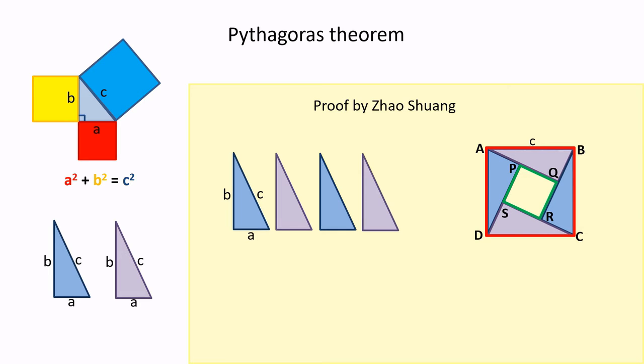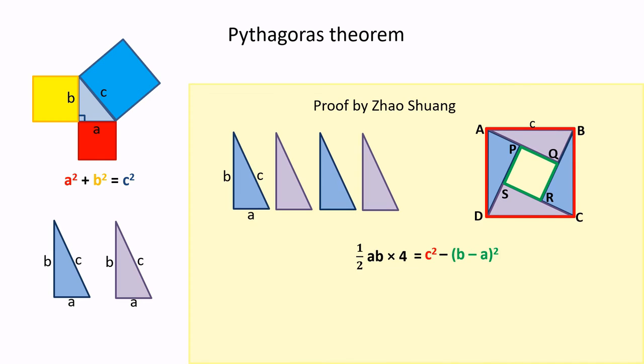As shown in the figure, the total area of these four triangles equals C squared minus brackets B minus A squared. On the other hand, the total area of these four triangles can be calculated as a half AB multiplied by 4. So C squared minus brackets B minus A squared equals a half AB multiplied by 4. That gives rise to C squared equals A squared plus B squared.